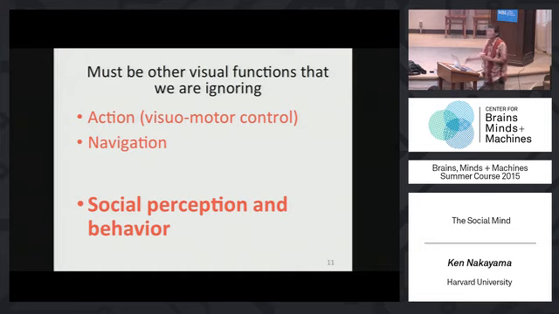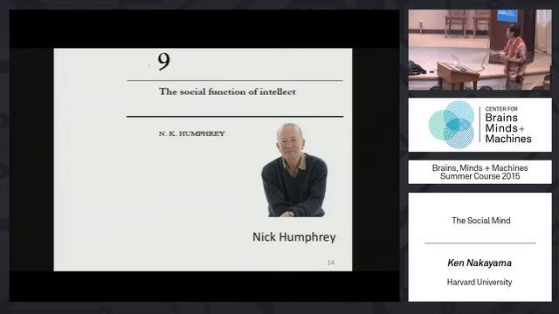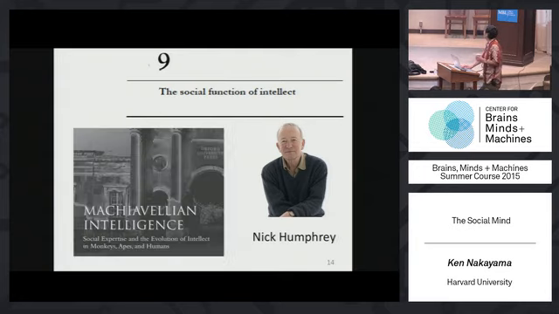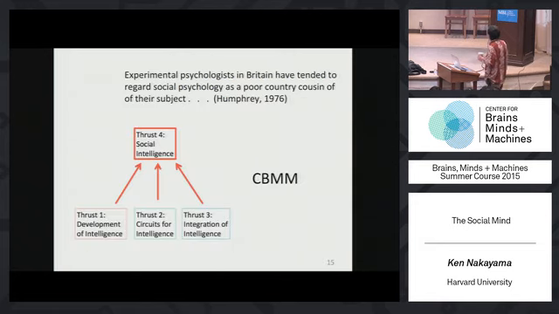But I'm just going to talk mostly about social perception. This is a paper I read a long time ago. I've never met this guy. His name is Nick Humphrey, and he wrote this paper maybe 30 years ago, and I just happened to come upon it in a book. He was not very nice. He said, experimental psychologists in Britain have tended to regard social psychology as a poor country cousin of their subject. So basically he was putting it down, but he really wasn't, because he really said something different.